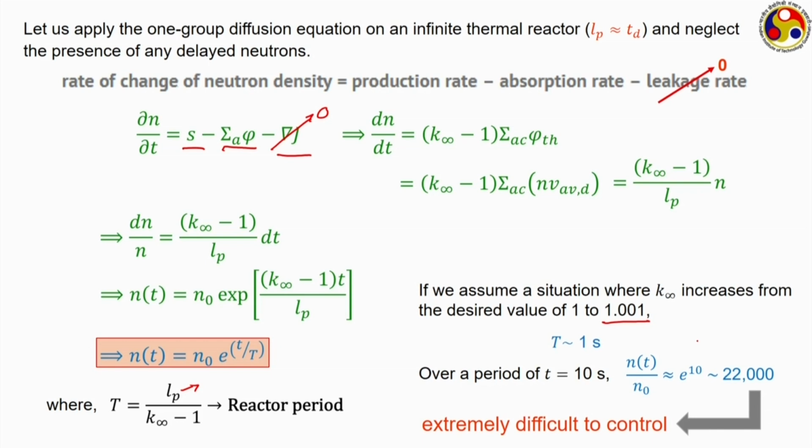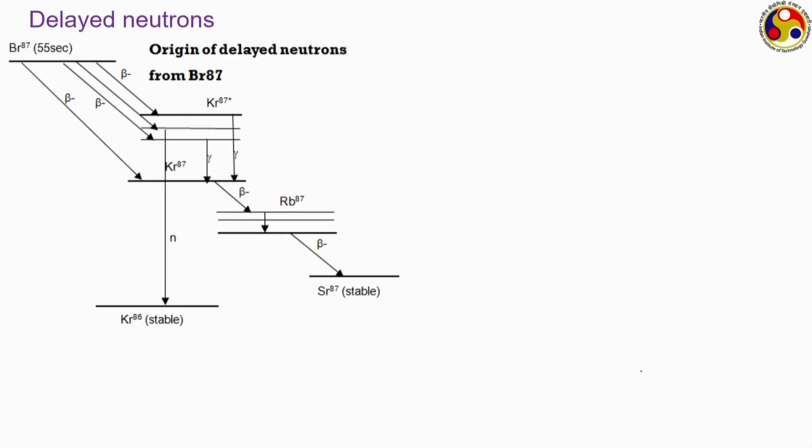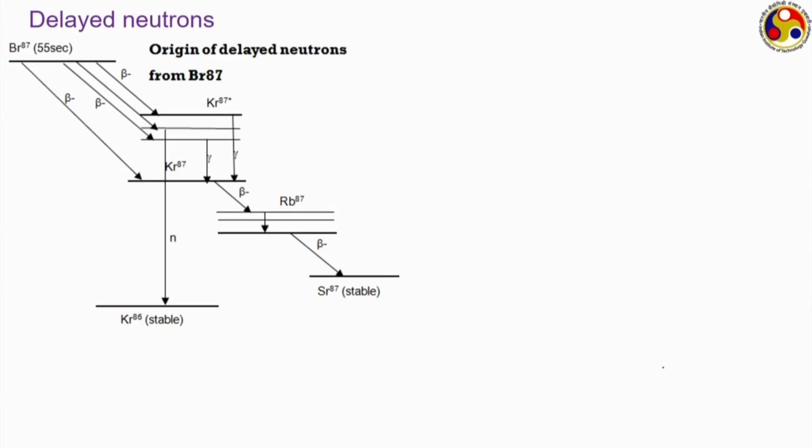So, that is a situation which is extremely difficult to control and we have to find some other mechanism, and that is where the role of the delayed neutrons comes into play. Delayed neutrons, as I have mentioned, are the outcome of the radioactive decay of these fission fragments. Some of the fission fragments during their decay can appear to be neutron rich in nature, and therefore, they may lead to the emission of neutrons.